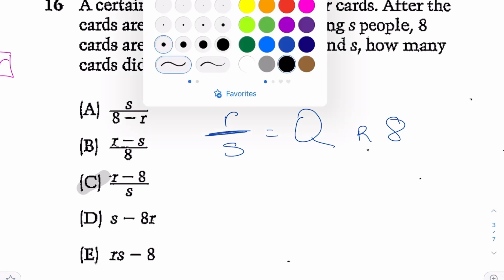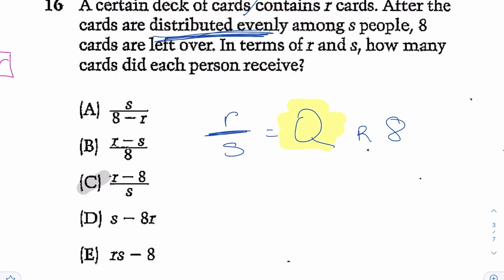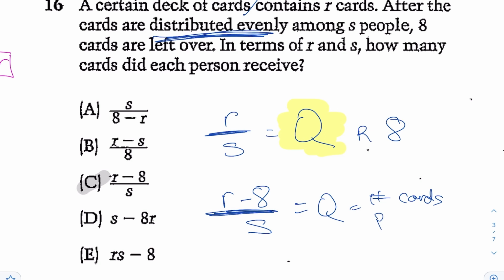That's, of course, Q. Now, to get what Q is equal to, you'll have to use the inverse operation. Remember, the remainder is the result of subtracting. So if you take R minus 8, so you take out the 8 cards first, and then divide it by S, this will be equal to Q, the quotient. And this would be the number of cards per player.